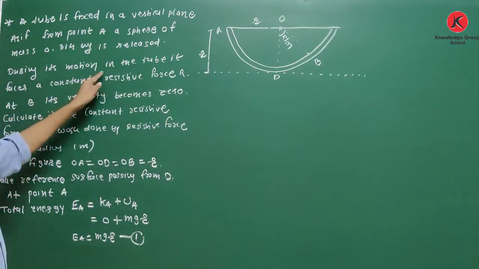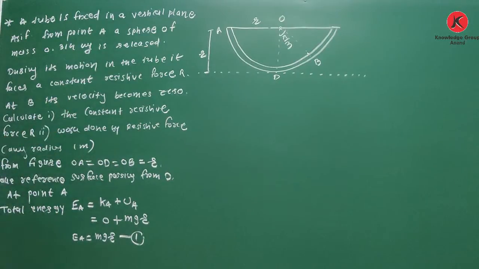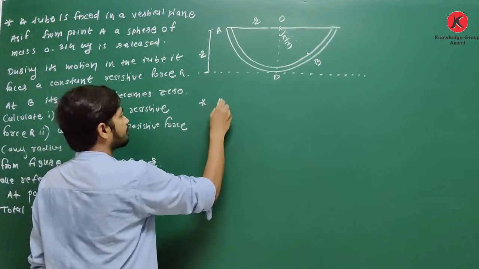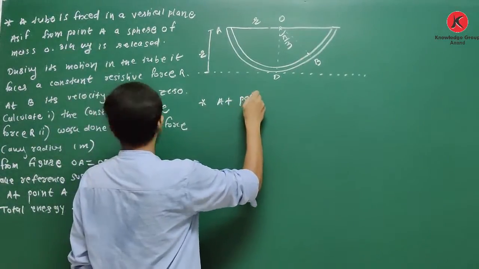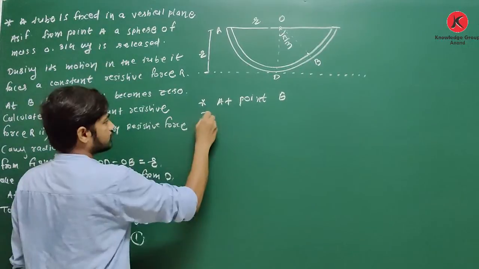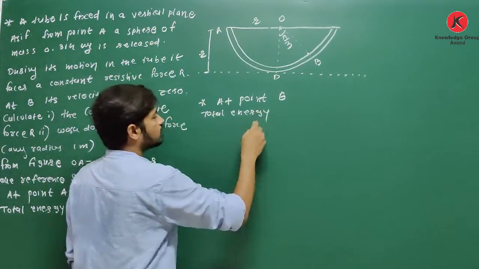Now, during its motion in the tube, it faces a constant resistive force R. At B, its velocity becomes 0. So final point is B. So now at point B, total energy.